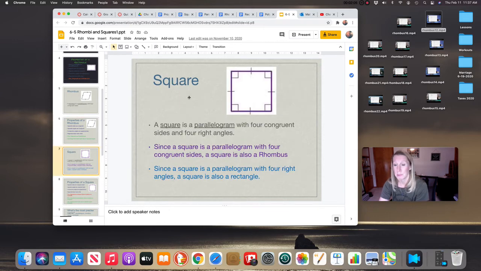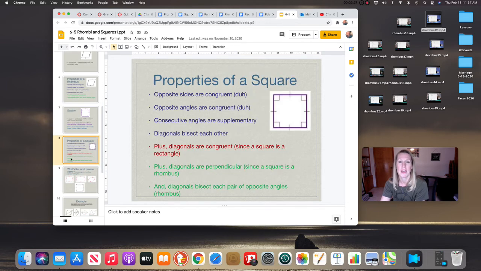A square is special because a square is always a rhombus and always a rectangle. So a square is a parallelogram with 4 congruent sides, which makes it a rhombus, and 4 right angles, which makes it a rectangle. So since a square is a parallelogram with 4 congruent sides, it's a rhombus. Since a square is a parallelogram with 4 right angles, it makes it a rectangle. So it is special. It's going to have all the properties of all of them.